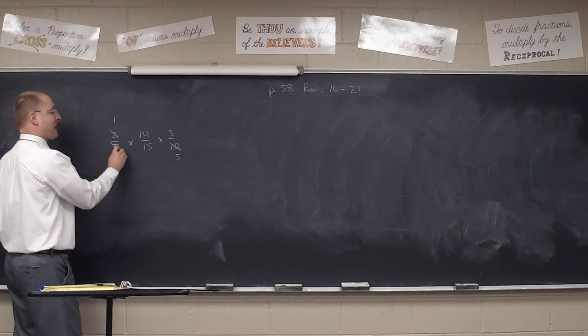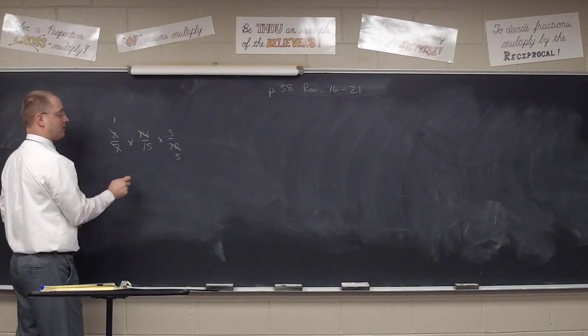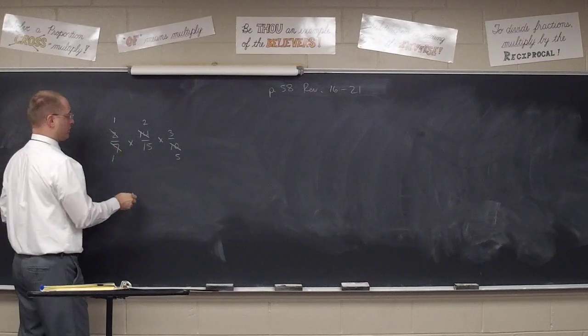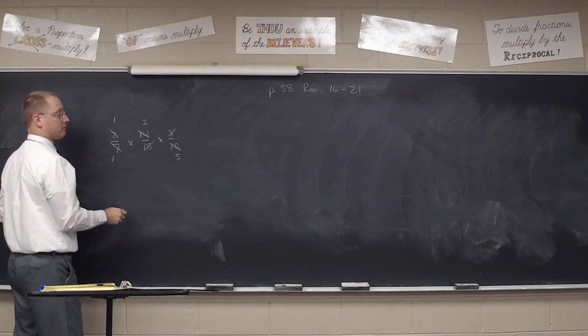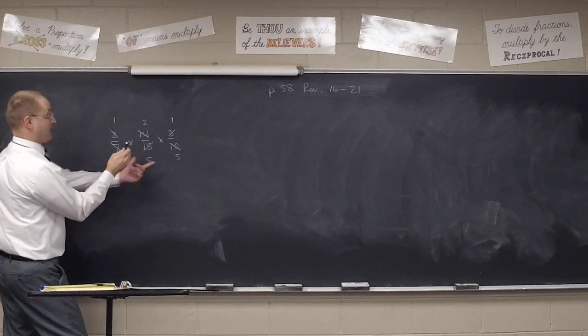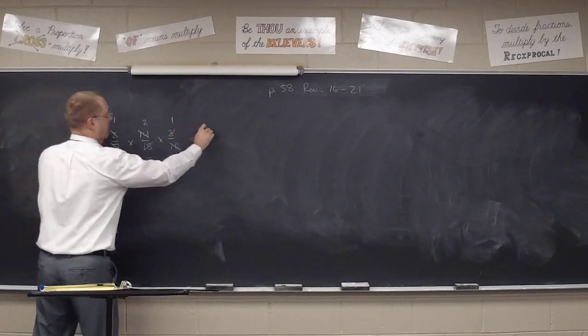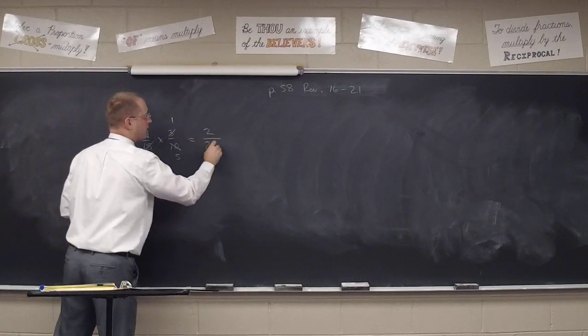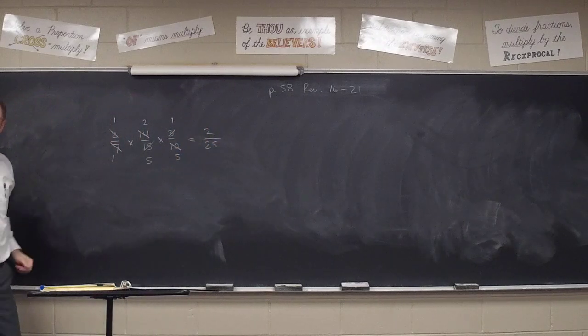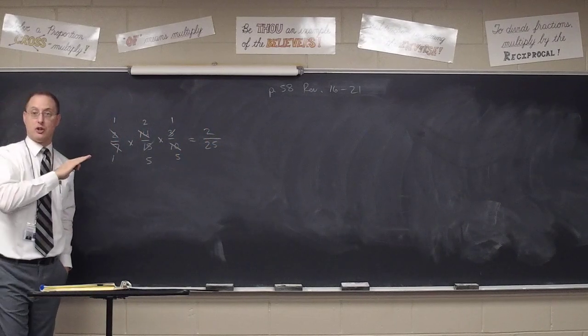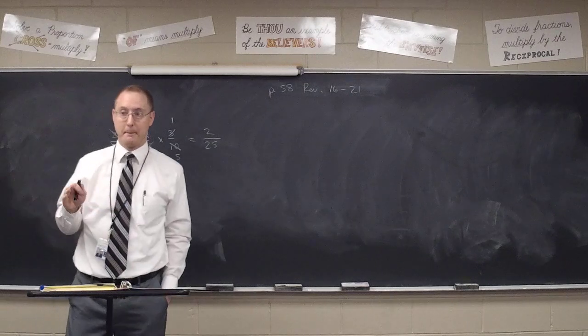I could cancel the 7 with the 14 to get 1 and 2. I could cancel the 3 and the 15, giving 1 and 5. And can I cancel the 5s with each other? No, they're both denominators. So just multiply across the top. There's the 2 across the bottom. There's the 25. Does that make sense? All right. Good. Any other questions? Any others we need to see worked out or have explained?